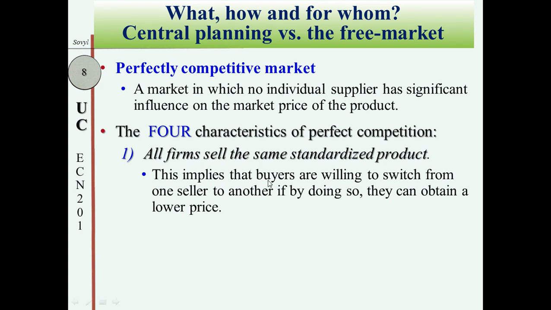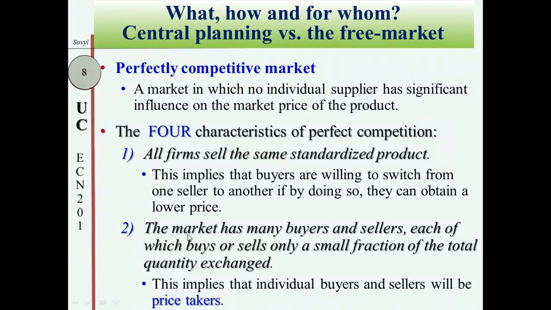This implies that buyers are willing to change from one seller to the other if by doing so they can obtain a lower price. So when the products are standardized, the buyer can change from one to the other without thinking about product standards, because it's already standardized. That's why the buyer will change to the seller who provides a bit lower price.